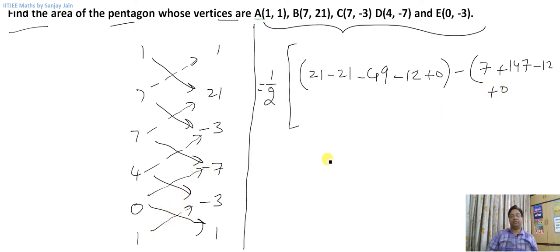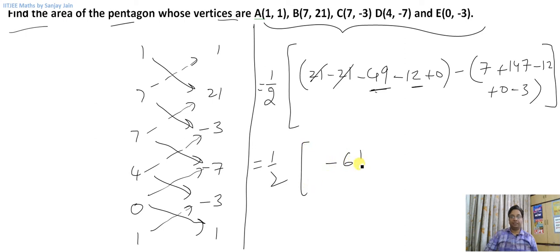1 into minus 3, minus 3. Okay. Now let me calculate. 21 gets cancelled. This is minus 12. This is minus 49. So collectively it can be written as minus 61, right? And here inside this bracket I have minus 12 minus 3, which makes it minus 15 plus 7, so it becomes minus 8.